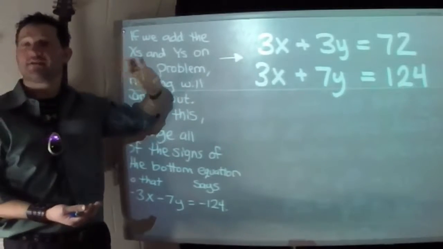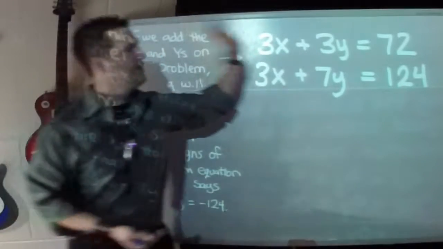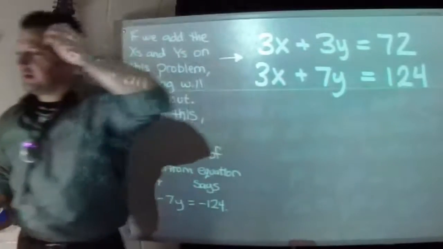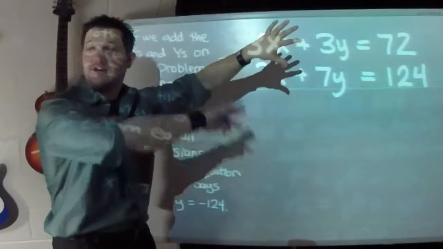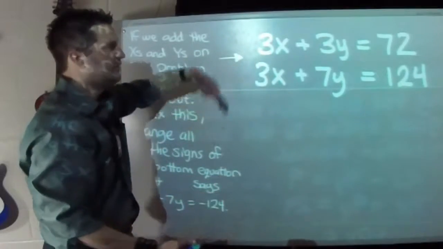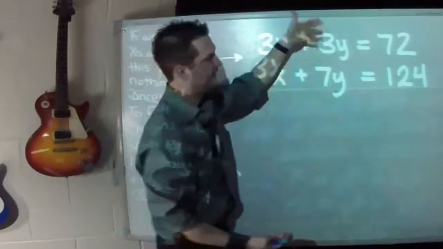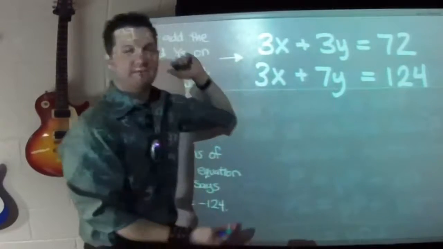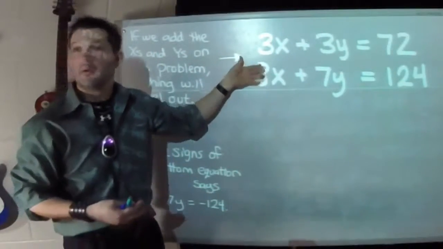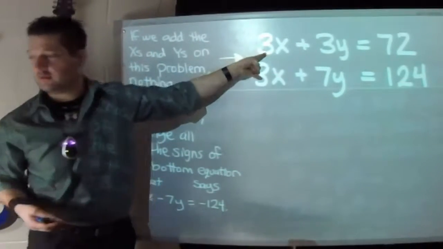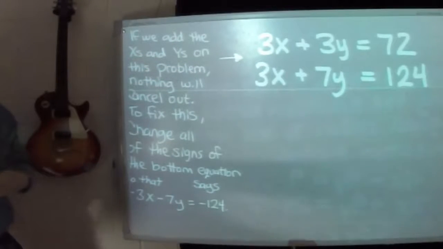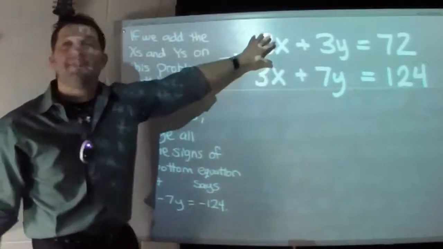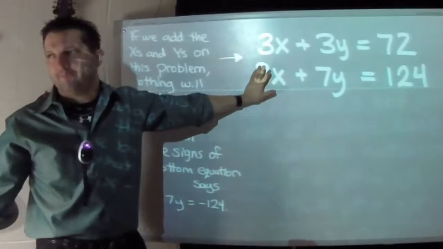Do we have everything stacked on top of each other? Yes. X's, Y's, numbers. The problem that we have though is, remember last time we had negative 9y and positive 9y? We don't have that happening here. We don't have a 3 and a negative 3. But we do have 3 and 3. If you add 3 and 3, you don't get 0, what do you get?